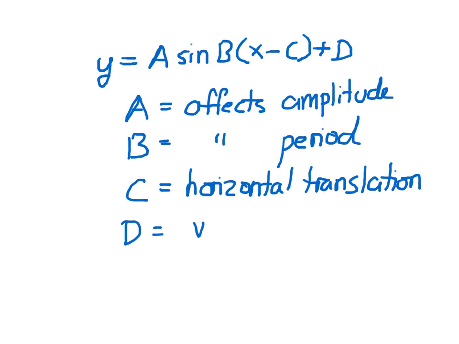And D is the vertical translation. If D is positive, the whole graph is going to be shifted up. If D is negative, the whole graph is going to be shifted down.